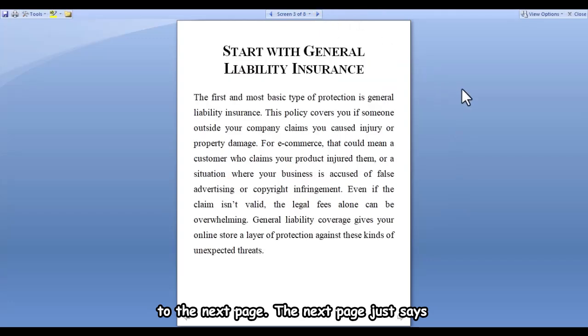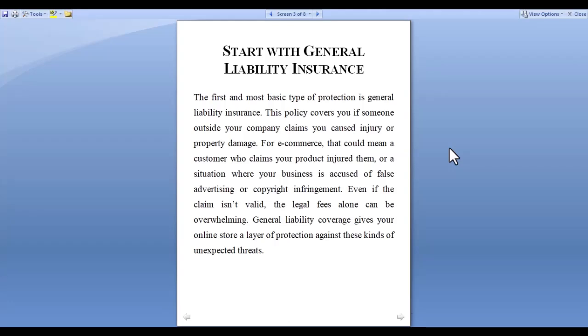The next page just says start with general liability insurance. So the first and foremost basic type of protection is general liability insurance. This policy covers you if someone outside your company claims you caused injury or property damage.